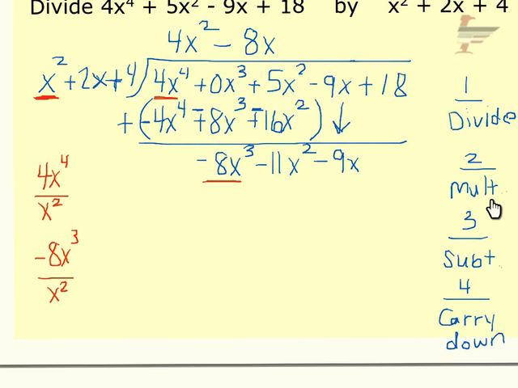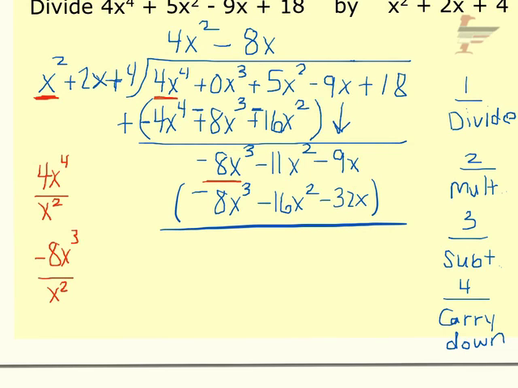Okay, then I'm to multiplication. So I'm going to take negative 8x times all of this quadratic. So negative 8x times x squared is negative 8x cubed, excuse me. And negative 8x times positive 2 is negative 16x squared. And lastly, negative 8 times 4 is negative 32x.